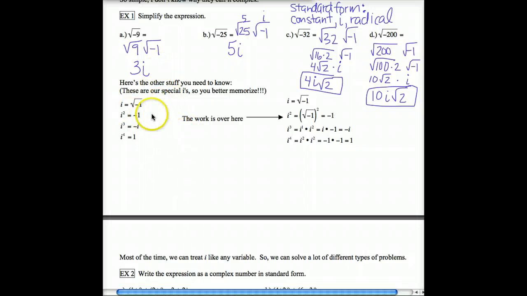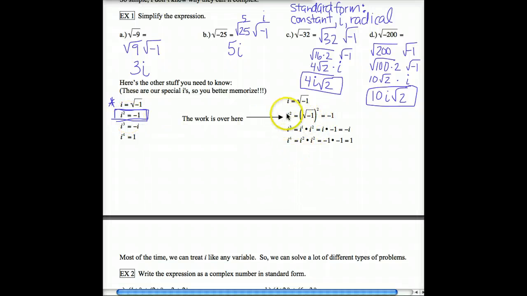Now, there's a little bit more that you need to know about your imaginary numbers. We call these our special i's. You need to memorize them, especially this one. You are going to see this one over and over and over again. Most people know the first one, that i is the square root of -1. But i squared is -1.